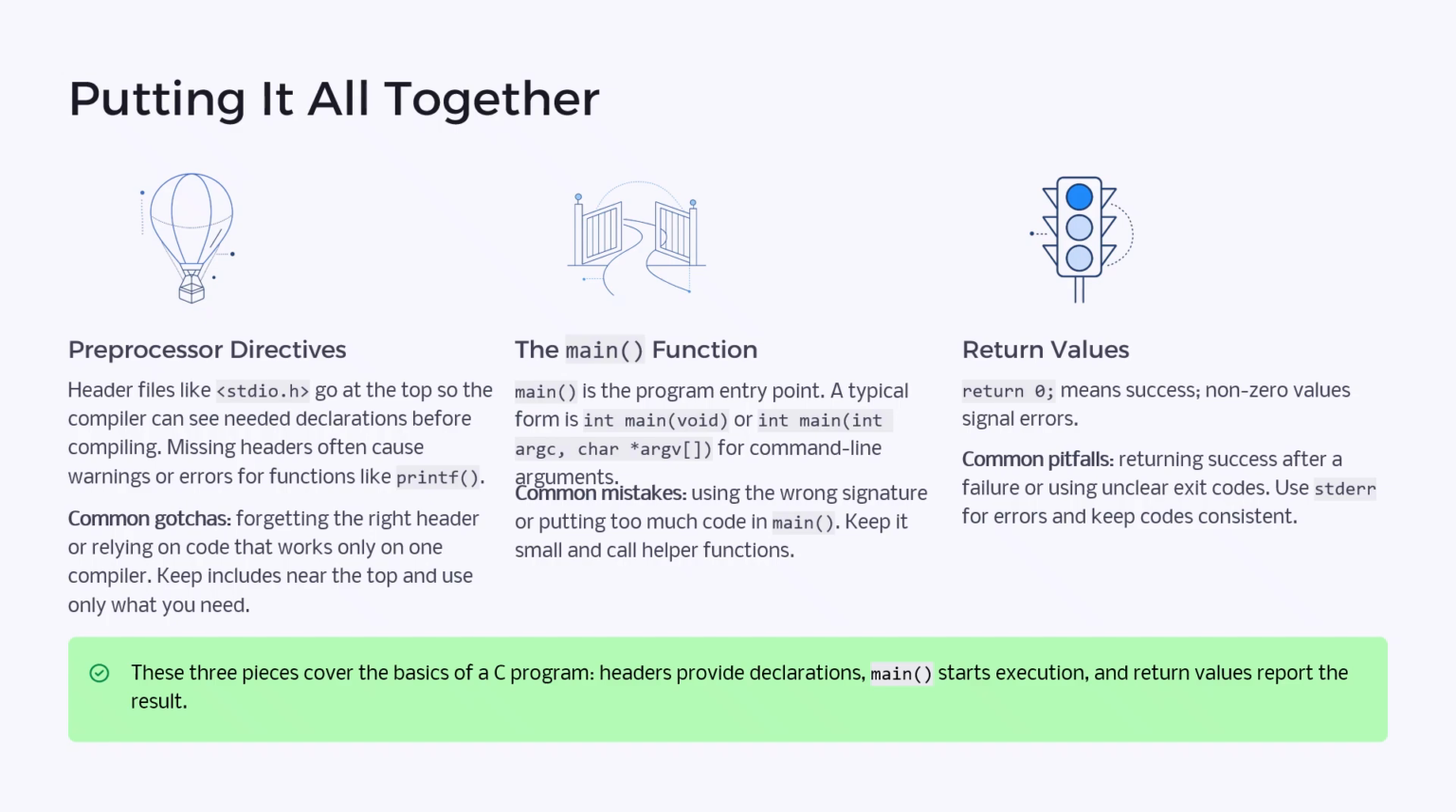Return values. Return 0 means success, non-zero values signal errors. Common pitfalls: returning success after a failure or using unclear exit codes. Use stderr for errors and keep codes consistent. These three pieces cover the basics of a C program. Headers provide declarations, main starts execution, and return values report the result.